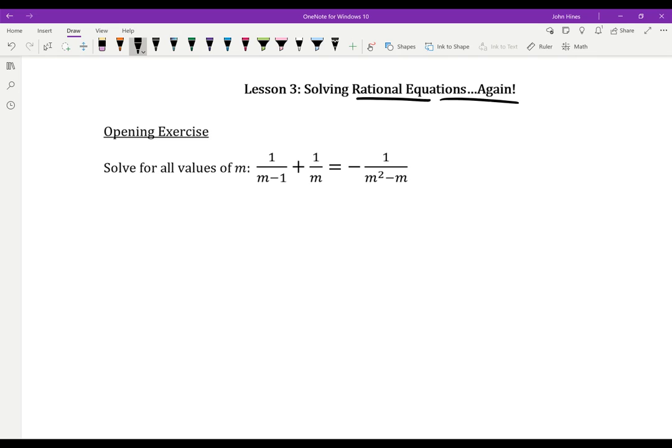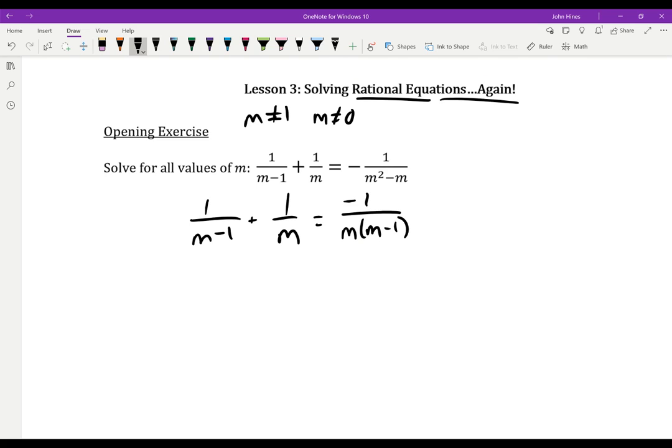So again, the first thing I'm going to do is check out my denominators to see when I'm undefined. Right away, I'm going to say m cannot equal positive 1 because that makes that fraction 1 over 0. m cannot equal 0 because that makes that fraction 1 over 0. And I'm going to move that negative up top. And I think I've got a GCF here. Here we go, m minus 1, which is perfect. So these are the values that would make me undefined.